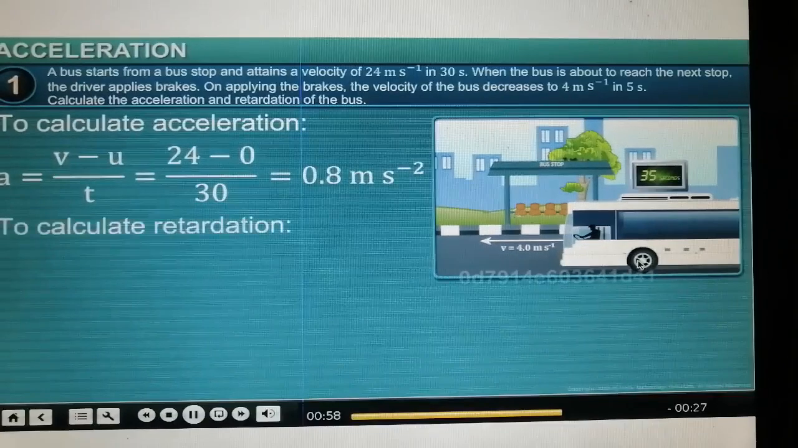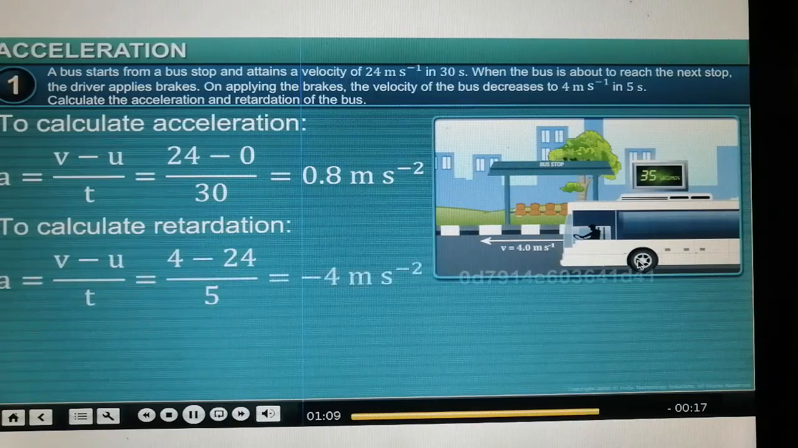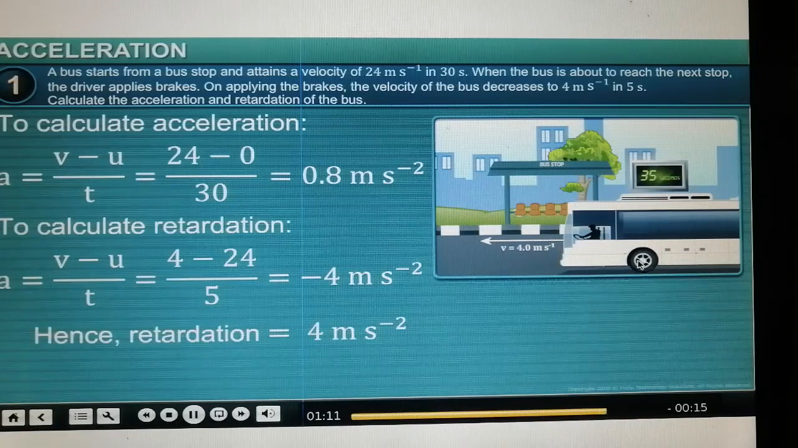In the second case, the initial velocity of the bus is 24 meters per second, which drops to 4 meters per second in 5 seconds. The retardation in this case is 4 meters per second square. Therefore, acceleration is 0.8 meter per second square. Retardation is 4 meters per second square.